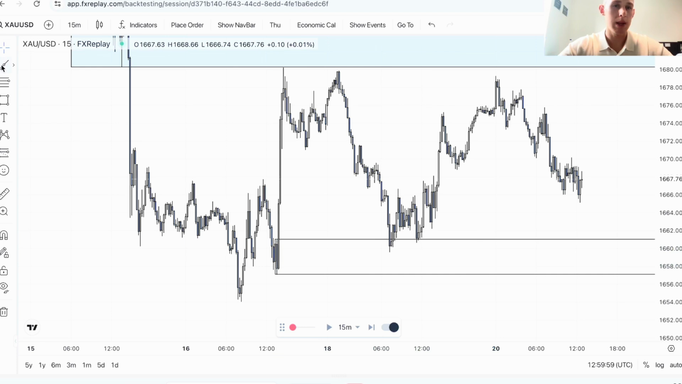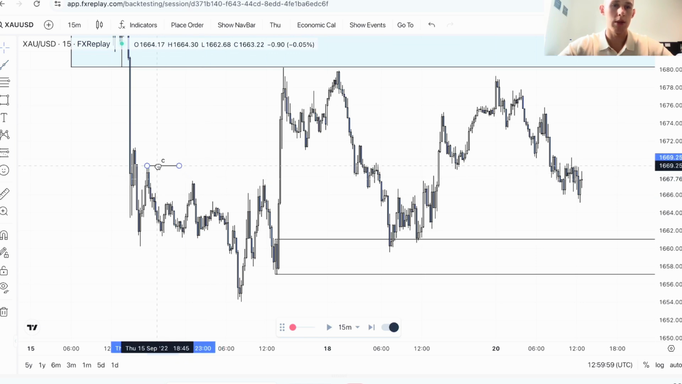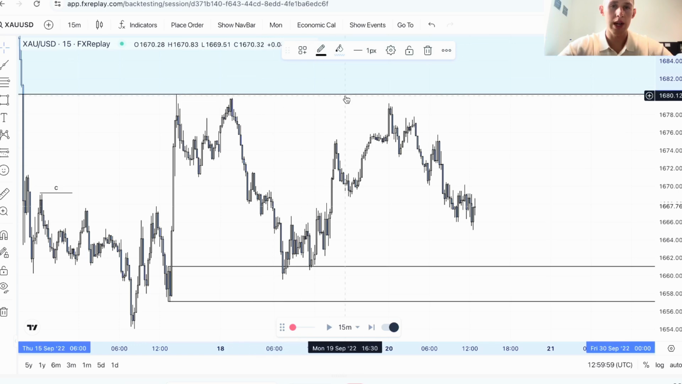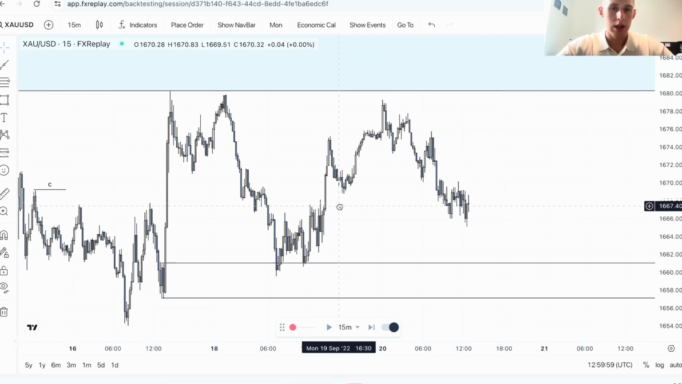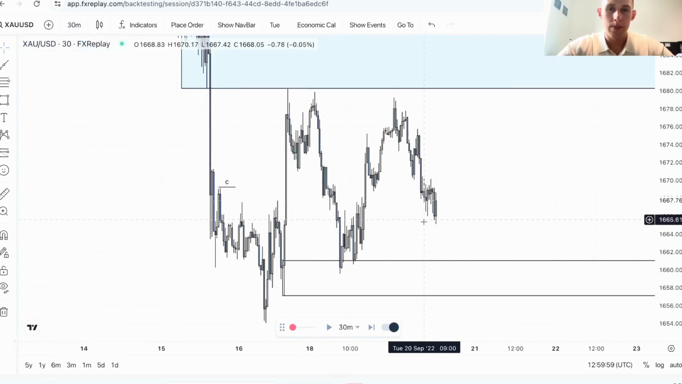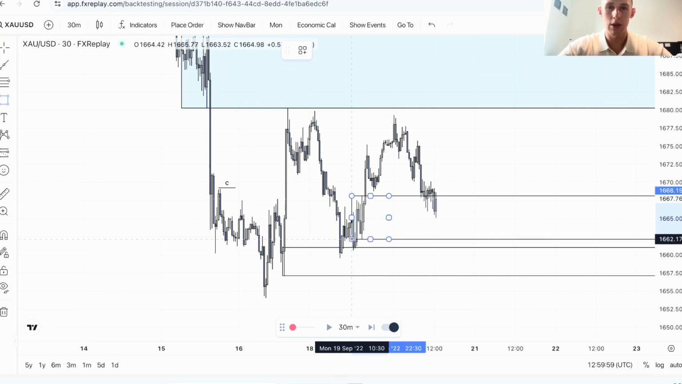So on the 15-minute, we had a break of this high. Actually, this one was the main high. Price then came back into demand. We've got all of these highs just above. Right, and this sort of area would be where I would look for the buys, now that price has swept this low.